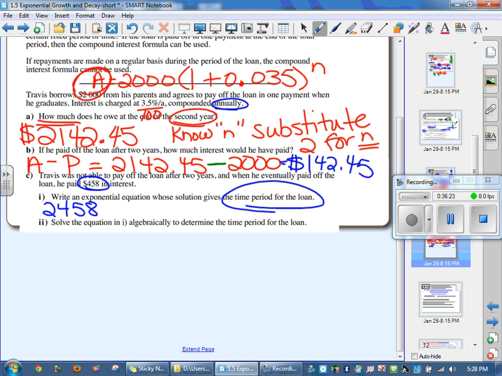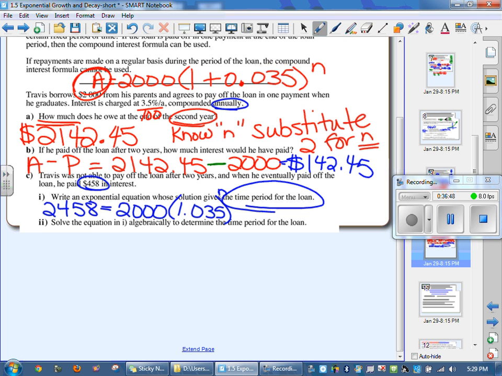Equals our original 2,000, 1.035, exponent n or x. Okay, so there's our equation. Now, letter 2 says solve it algebraically and determine the time period for the loan. Okay, let's solve this algebraically. When we solve it algebraically, we're going to divide both sides by 2,000.